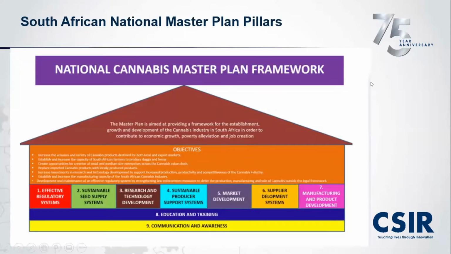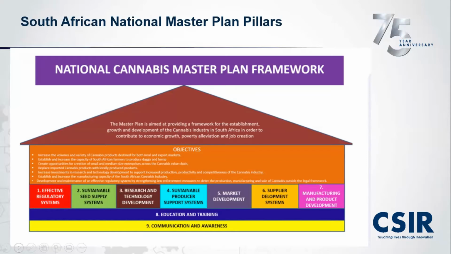this is the National Cannabis Master Plan. It has 9 pillars. Actually, it has 7 pillars with education and communication supporting it. So the first pillar there is the effective regulatory system. The second one is sustainable seed supply system, research technology development, sustainable producer support, market development, supplier development systems, manufacturing and product development. So you see, it covers most of the sectors or the value chain in cannabis. And then we have education and training, which is supposed to support these systems, and communication and awareness.